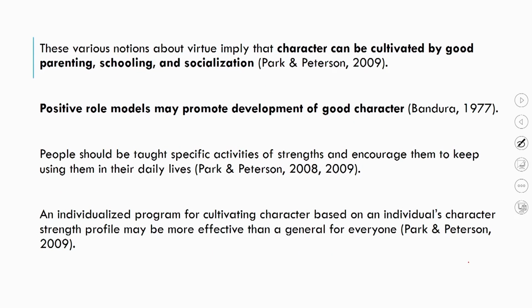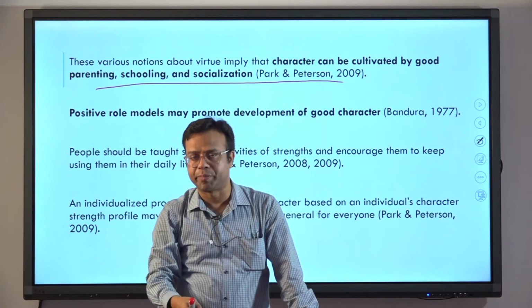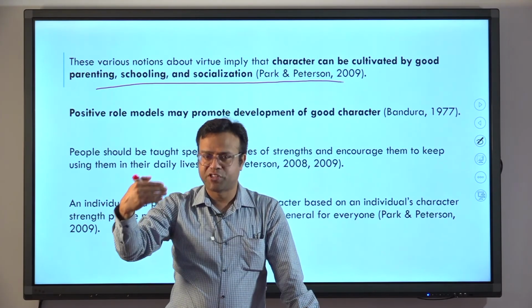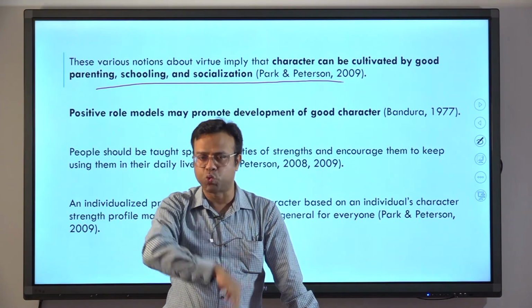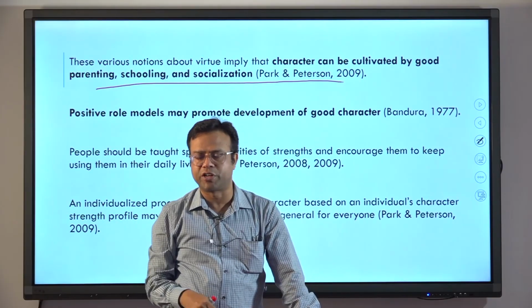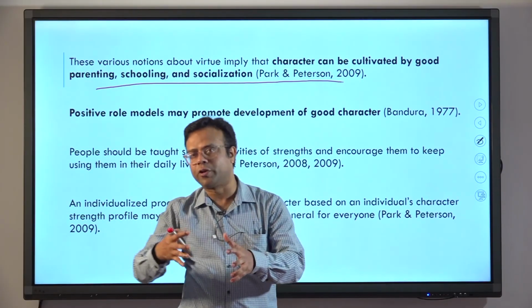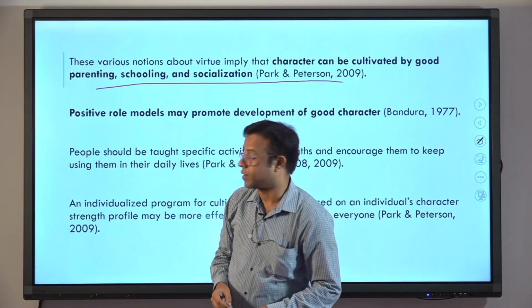So these various notions about virtue imply that character can be cultivated, and sometimes extreme environmental or traumatic events can also facilitate it. Also, character strength can be cultivated by good parenting, schooling, and socialization. A lot of these character strengths we develop by looking at other people and learning from them. The first is obviously parenting, what kind of virtues and lessons we get from parents, then in schools, and overall from the socialization around us in our society. All these things slowly help us develop these characteristics.